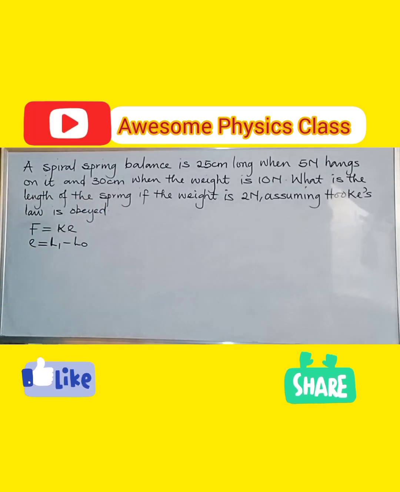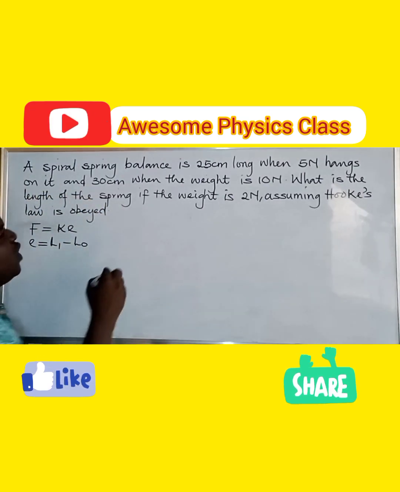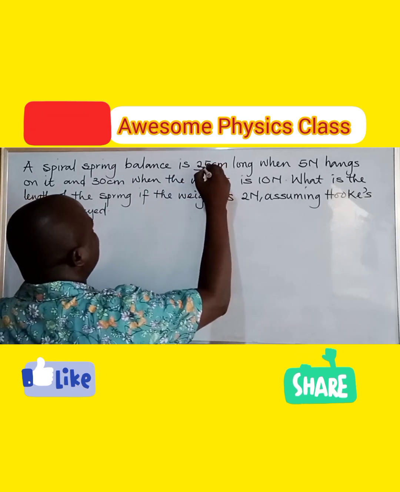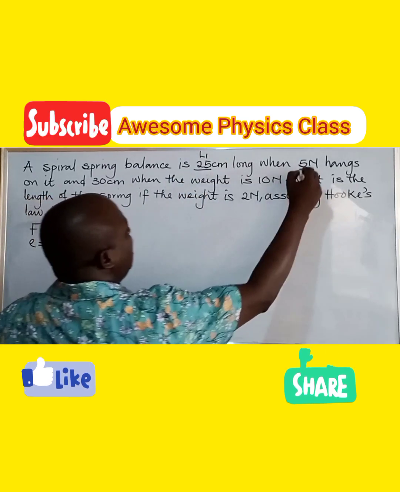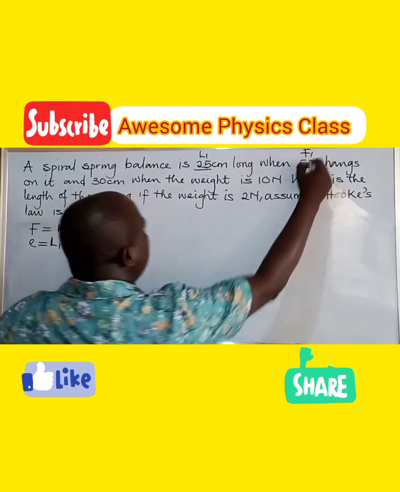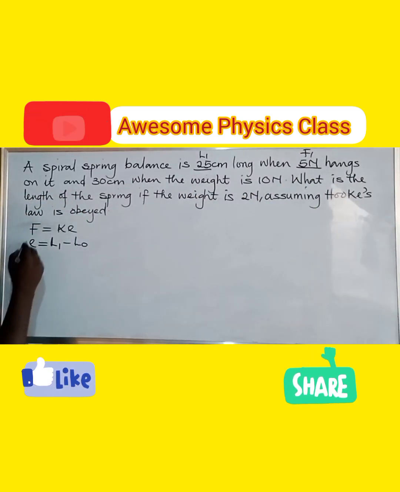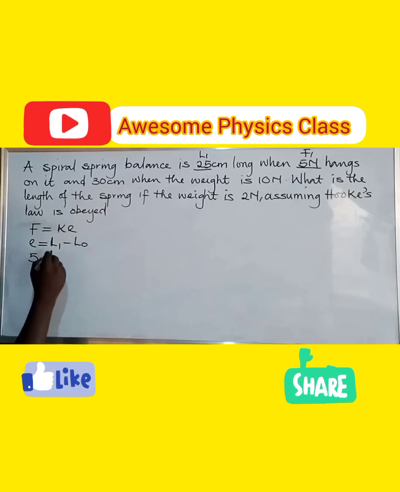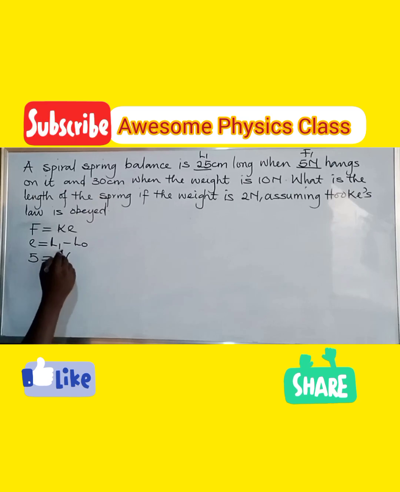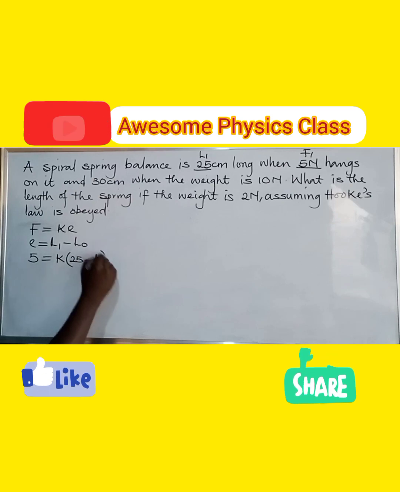So if you look at this question, we are given the first one, L1. This is our L1, and we are also given our F1. Substituting these two into the equation, we are going to have 5 is equal to K into L1, which is given, 25 minus L0.